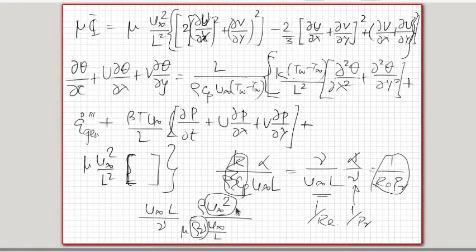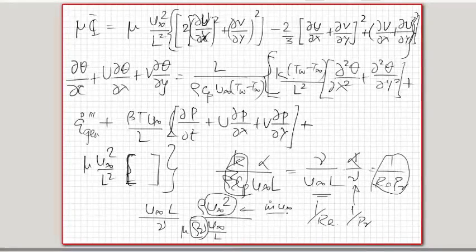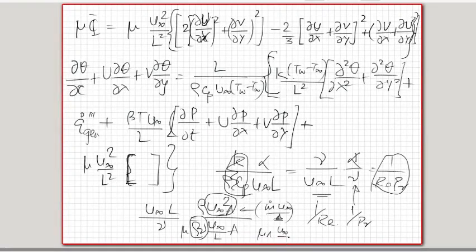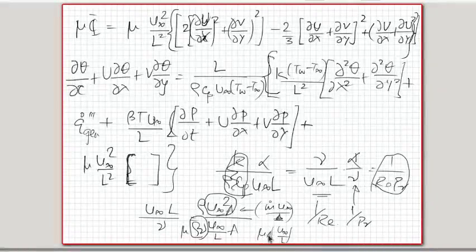Okay, so this is nothing but m dot into U infinity by unit area. If I multiply both by area, I get rho U A, which is the mass flow rate m dot, into U infinity, which is basically the momentum. And here you will have mu A into U infinity by L. This U infinity by L is a velocity gradient, multiplied by mu is a shear stress, and multiplied by A, this is the viscous force.